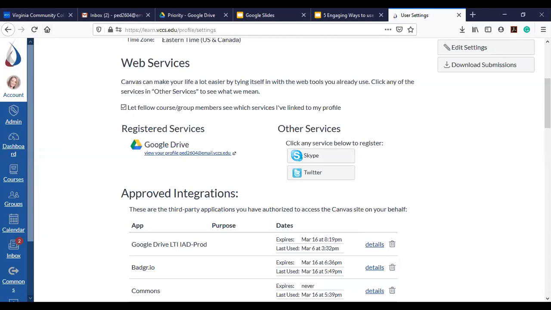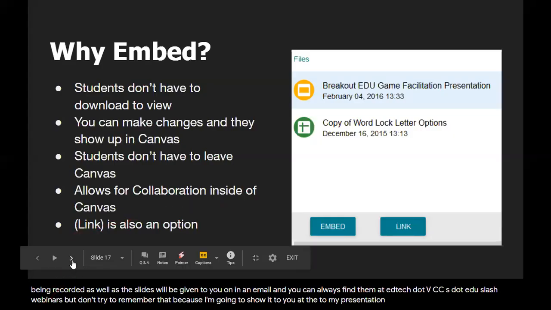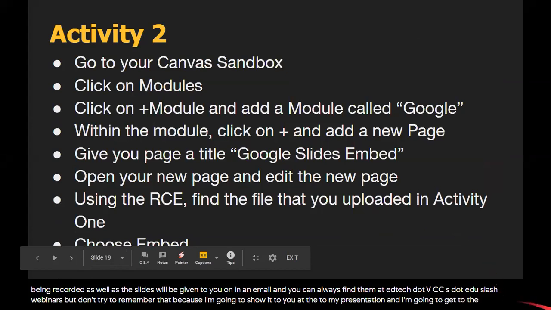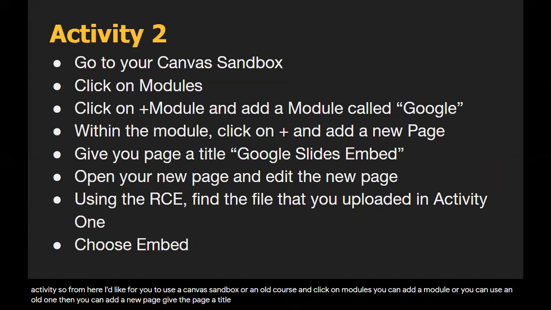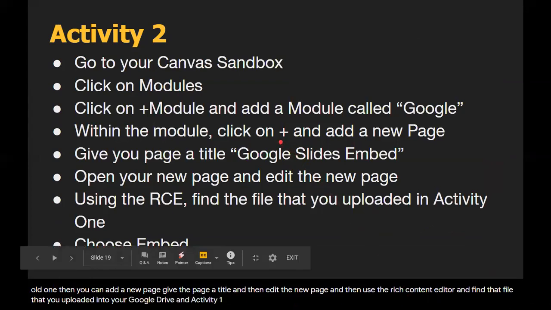Okay, so I'm going to go back to my presentation, and I'm going to get to the next activity. From here, I'd like for you to use a Canvas sandbox or an old course and click on modules. You can add a module or you can use an old one. Then you can add a new page, give the page a title, and then edit the new page, and then use the rich content editor and find that file that you uploaded into your Google Drive in activity 1.